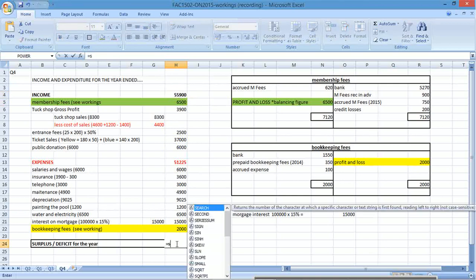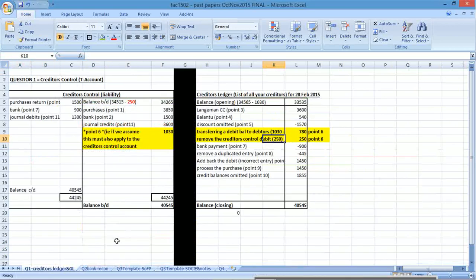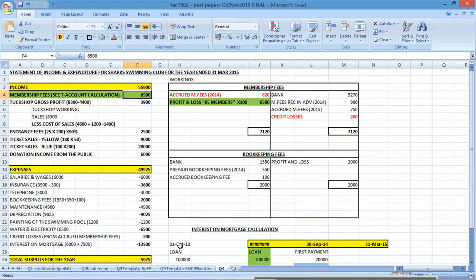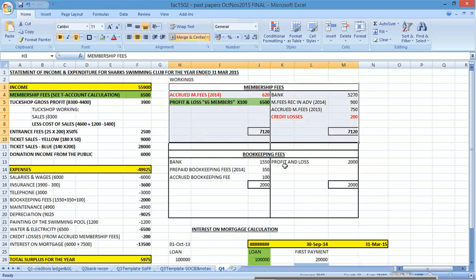So income minus expenses gives you a surplus for the year. Okay. Right, let me just check if that's correct with my first answer. Which question was this for? 5, no, but different. Okay, what didn't I put in? Membership fees is right, 6.5. Okay, membership fees is fine.